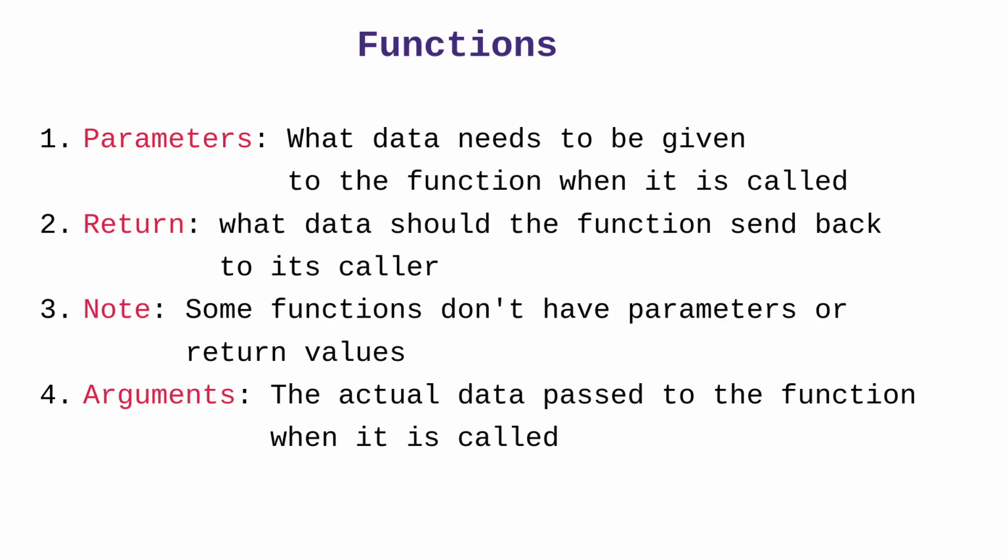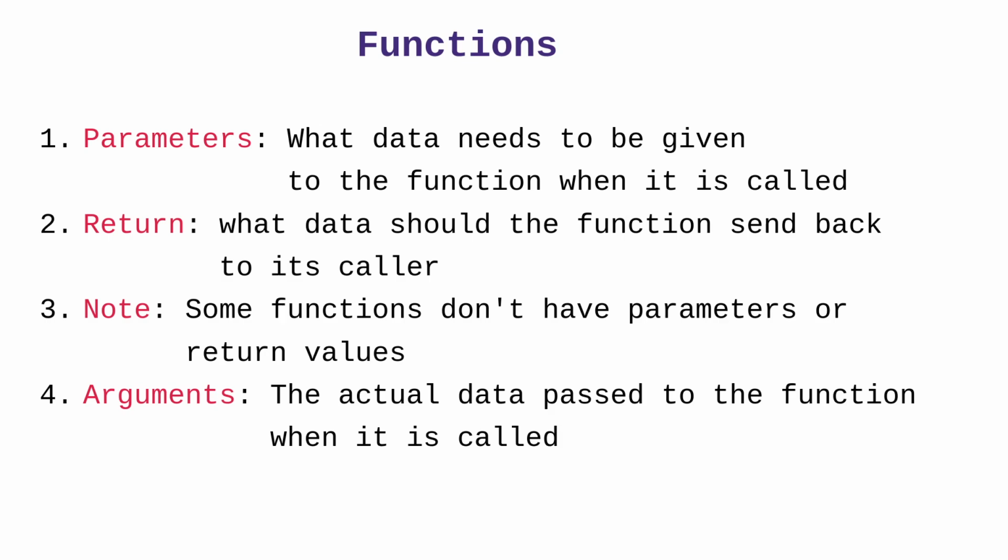Okay, so let's look at the different parts of a function. And like I mentioned previously, we have parameters, which again are the data that is needed. We have the return, which is the data that will be sent back from the function. And one thing to keep in mind, there are some functions that don't have parameters and also don't have return values.